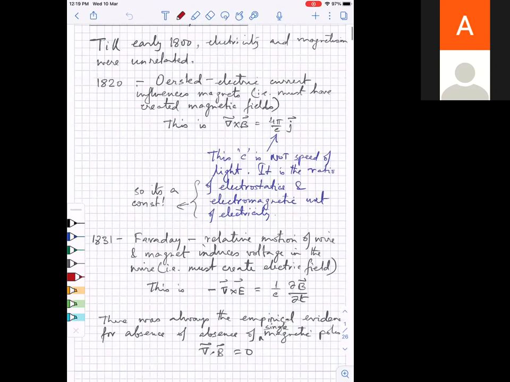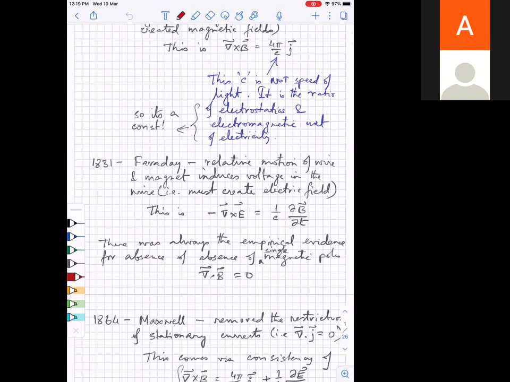So then we go a few years later, the 1830s, 10 years later. Faraday points out that relative motion of wire and magnets induces voltage. Okay. So the first thing was electric fields induce magnets. Now we have relative motion of wire and magnets inducing voltage in the wire. So that basically means it has to create some electric field. Previously it was creating a magnetic field. Now we are creating an electric field. So this is what gives our curl E equation of Maxwell's equations.